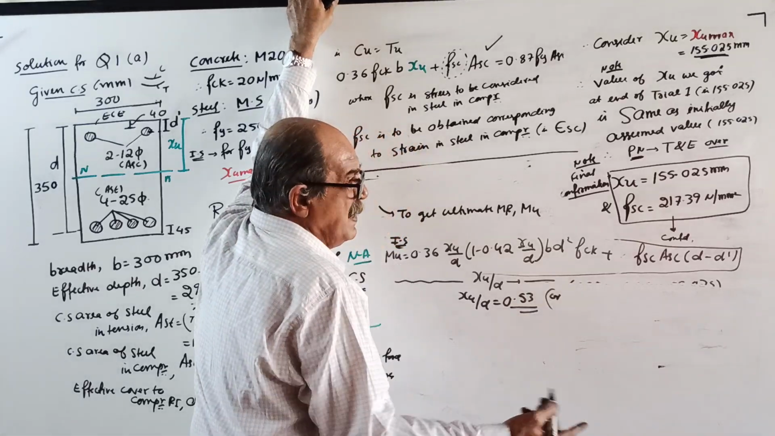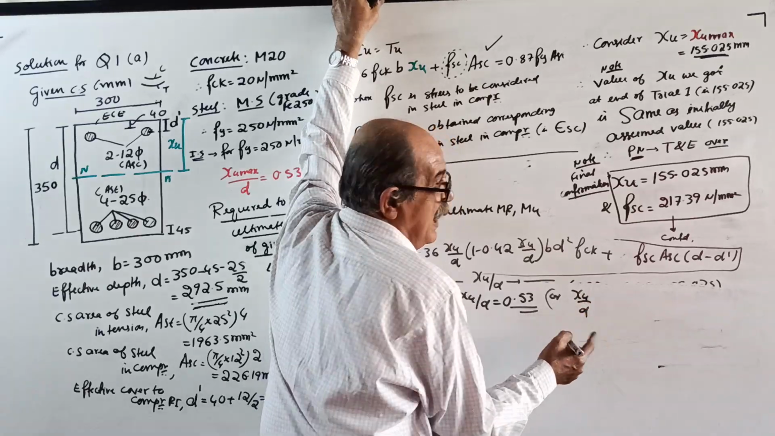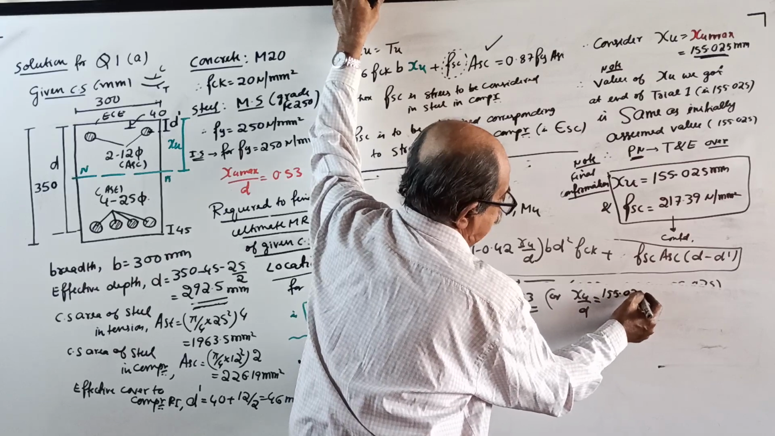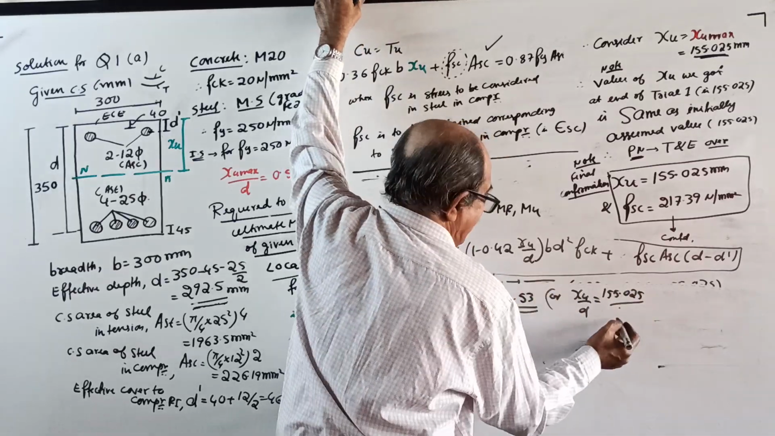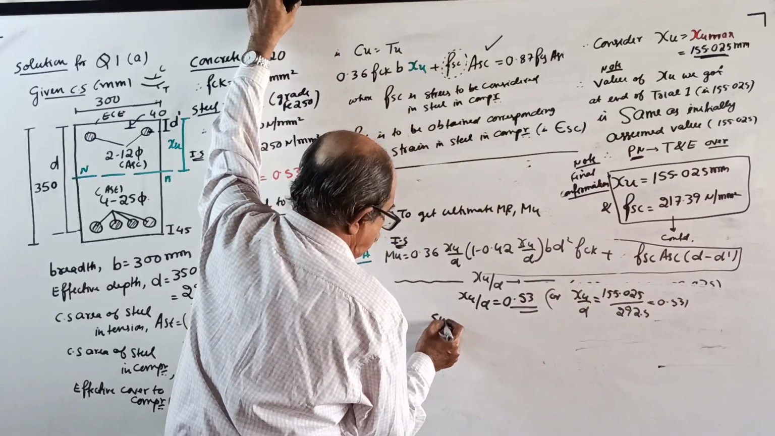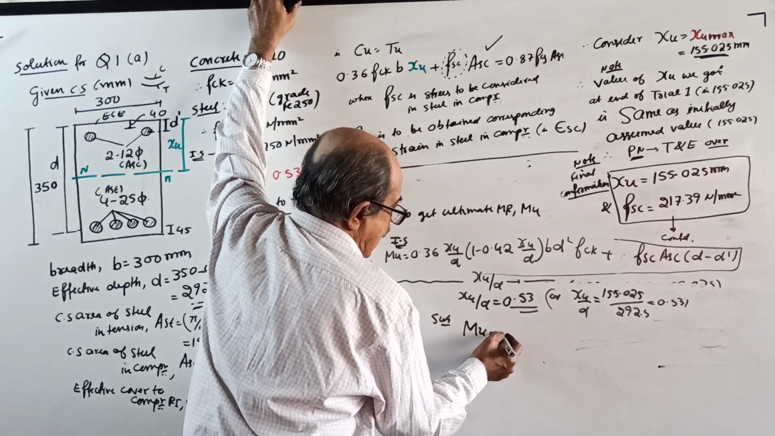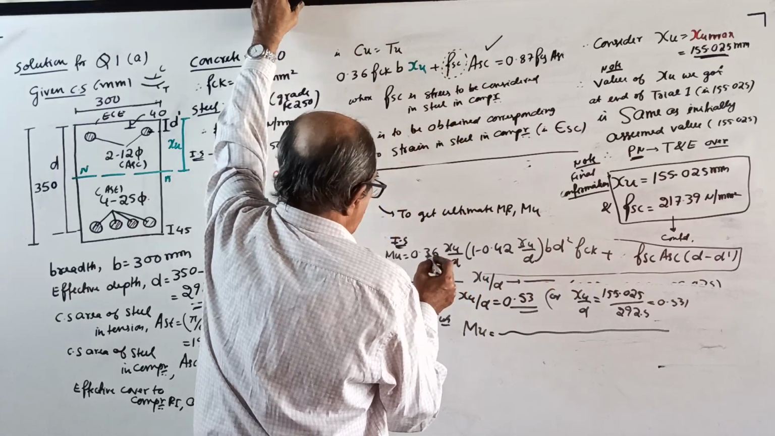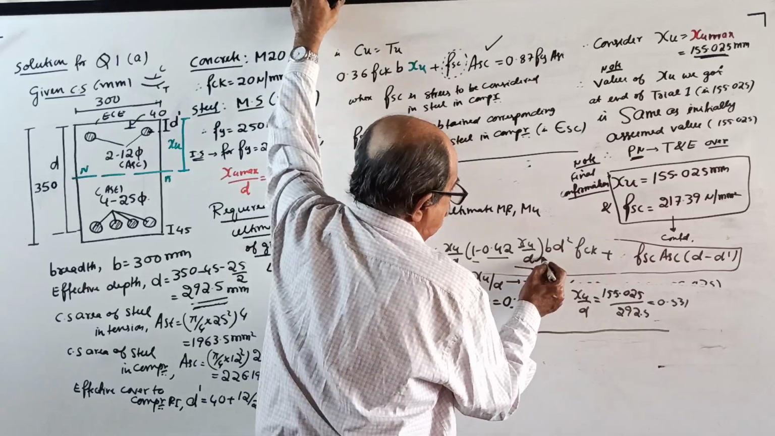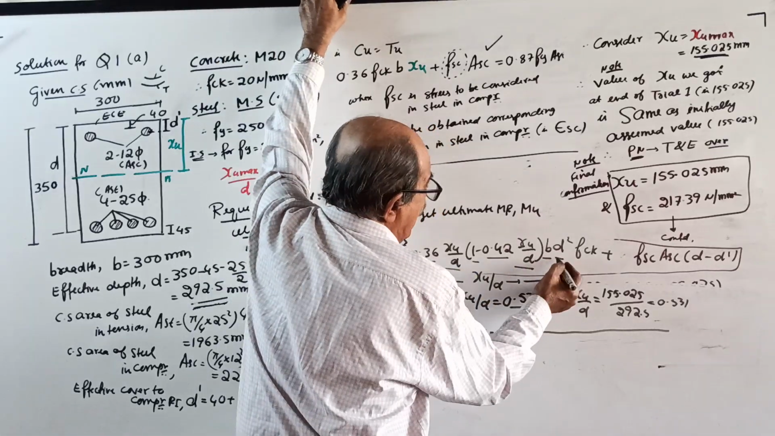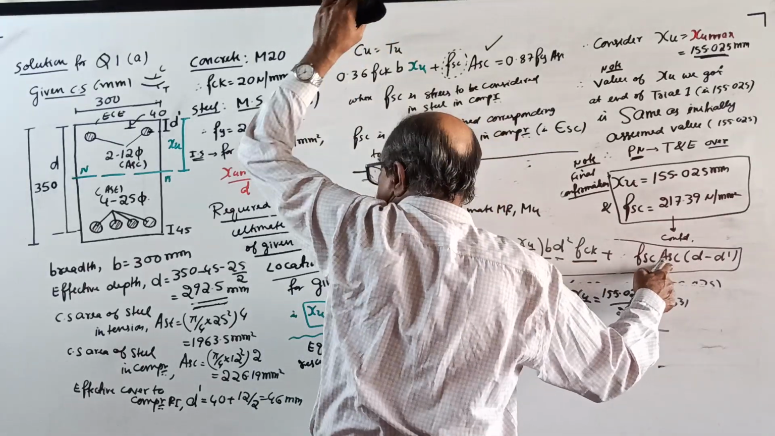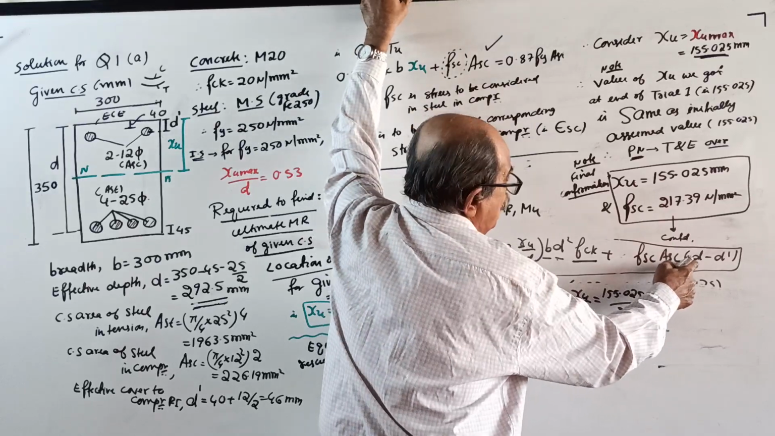Or if you are that much eager, calculate XU by D. Somebody will be laughing. Equal to XU, where is the value? 155.025 divided by 292.5. I will not do it. It will come 0.53. Now, substitute and get MU. I will not substitute, I will tell here. 0.36 into 0.53 into 1 minus 0.42 into 0.53 into 300 into 292.5 square into 20 plus 217.39 into 226.19 into 292.5 minus 46.